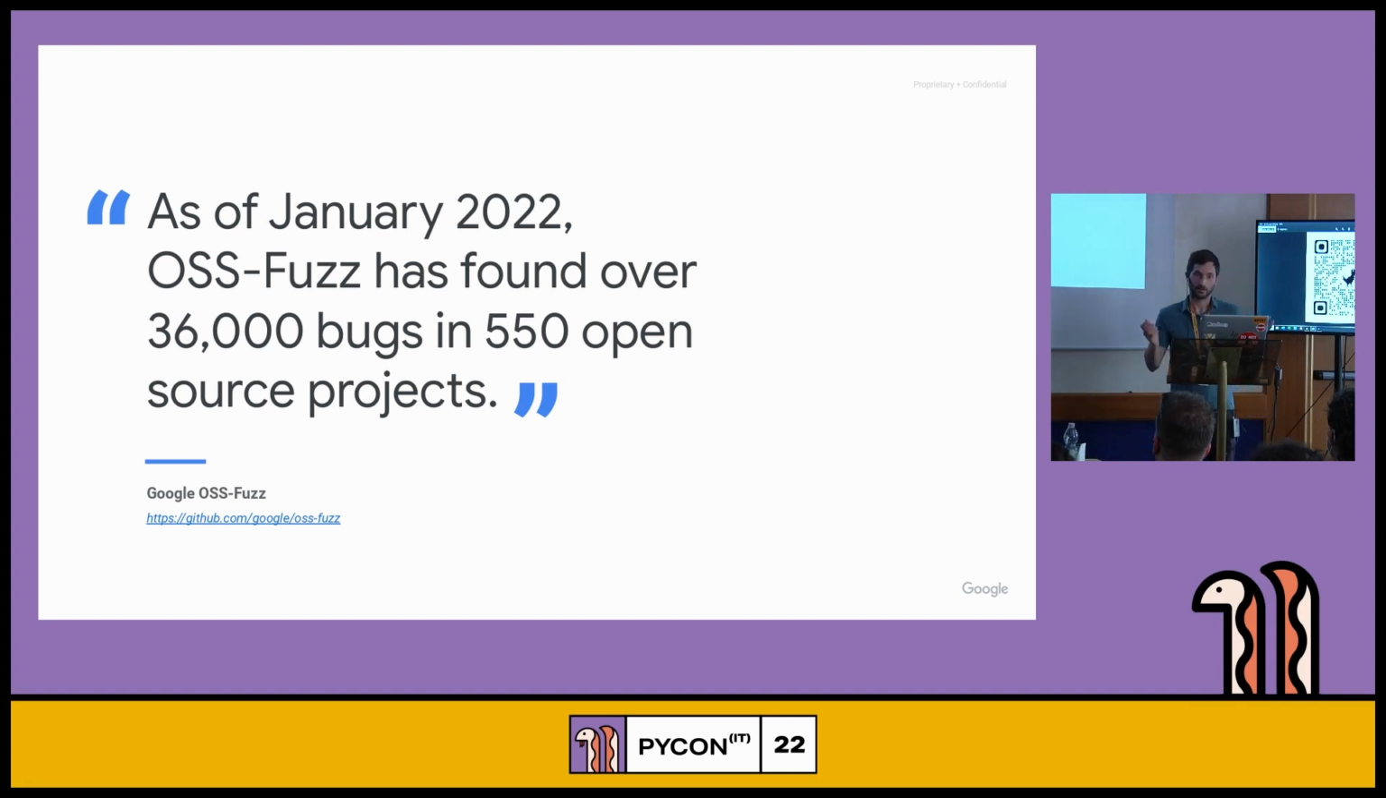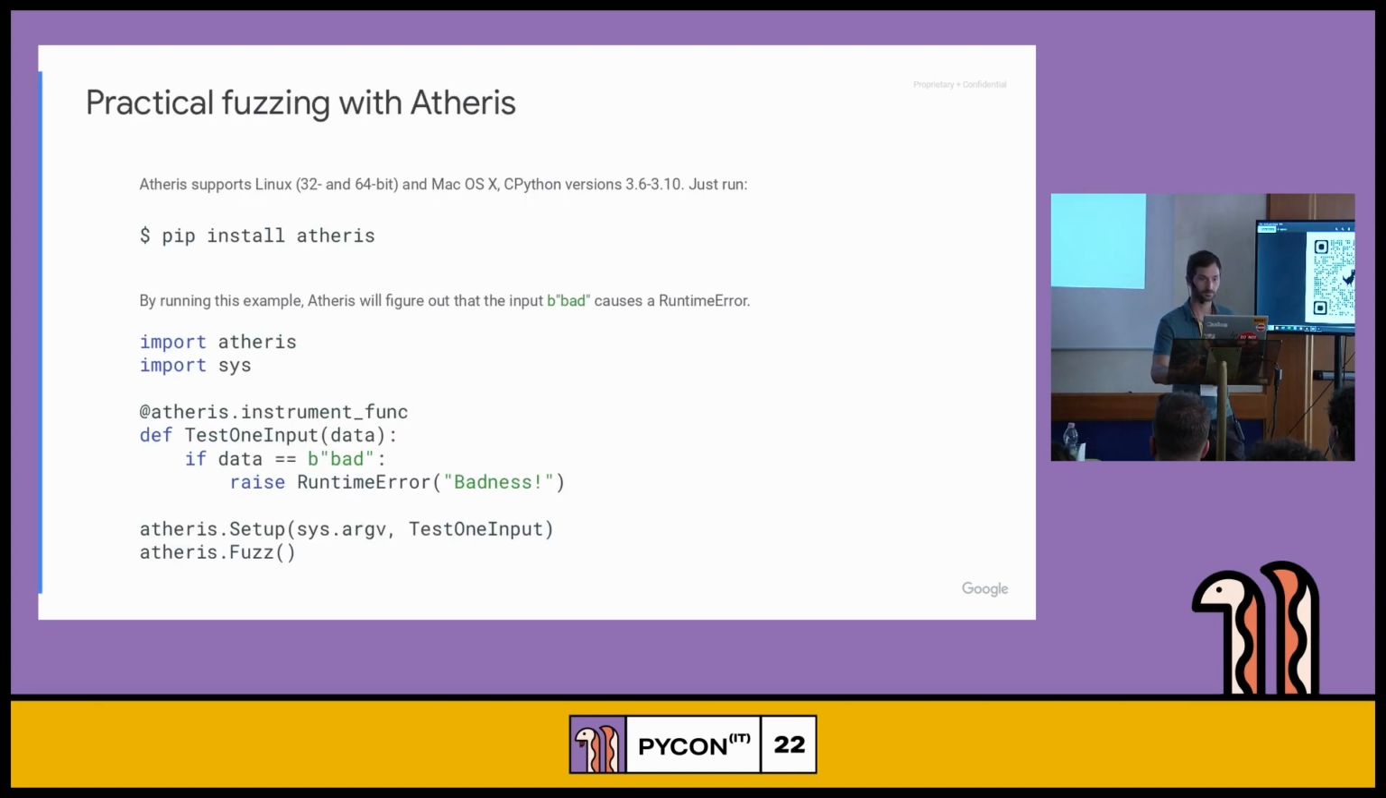And you might think, oh, how can this work? And actually it does. As of January 2022, OSS-Fuzz, which is a Google project for fuzzing open source software, found over 36,000 bugs over the years. And this was in over 550 projects. And if you're interested in more details, there's an annual report that is published by the OSS-Fuzz people.